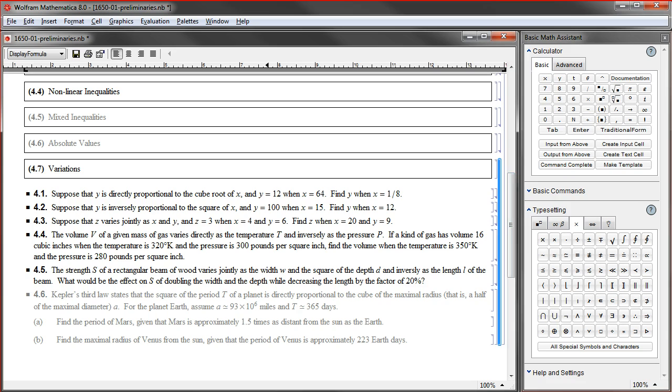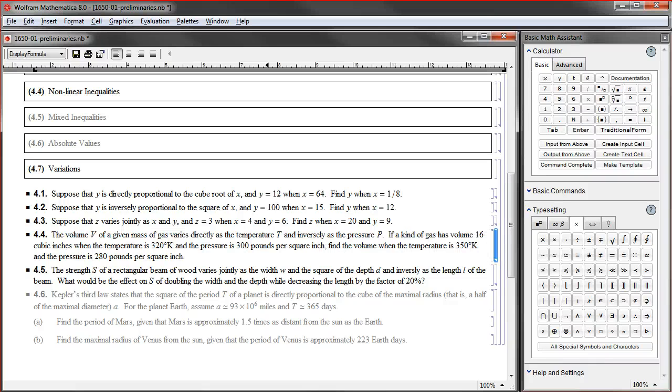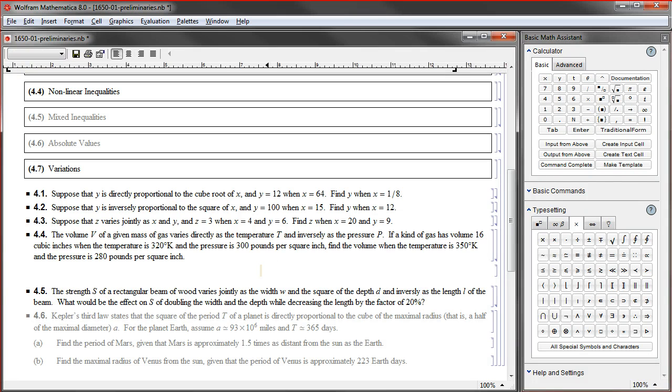Okay, how about this problem? No, too complicated. 4.4. This problem. A volume V of a mass of gas varies directly as the temperature T and inversely as pressure P. If a kind of gas has volume 16 cubic inches when the temperature is 320 degrees Kelvin and the pressure is 300 pounds per square inch, find the volume when the temperature is 350 Kelvin and the pressure is 280 pounds per square inch. This kind of problem is called a variation problem, and it goes like this.